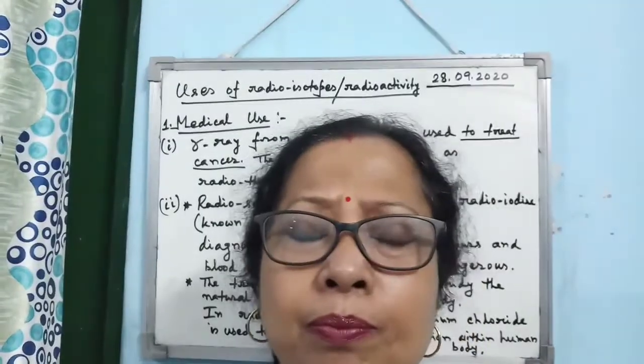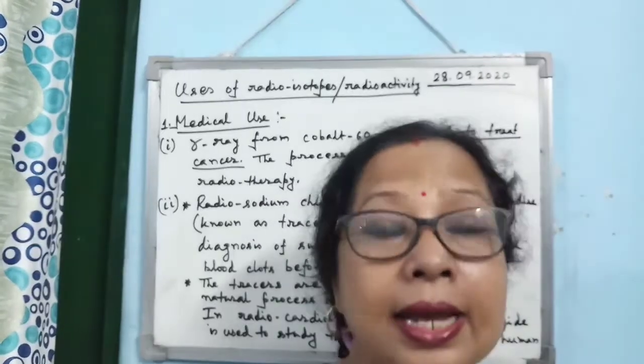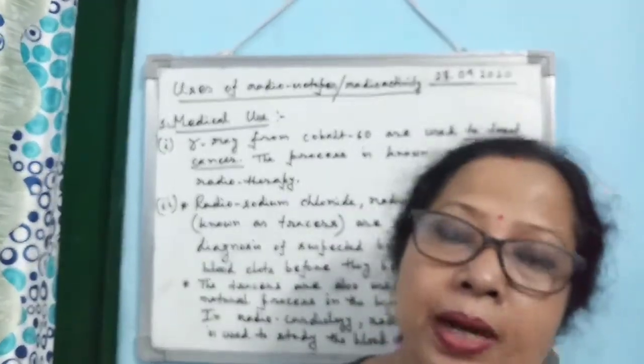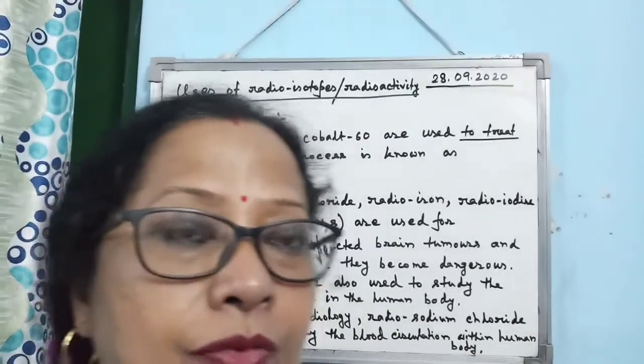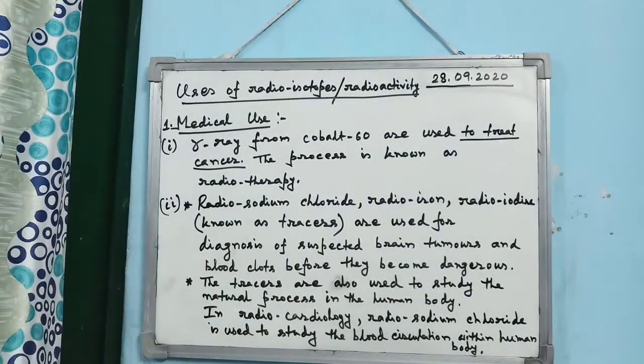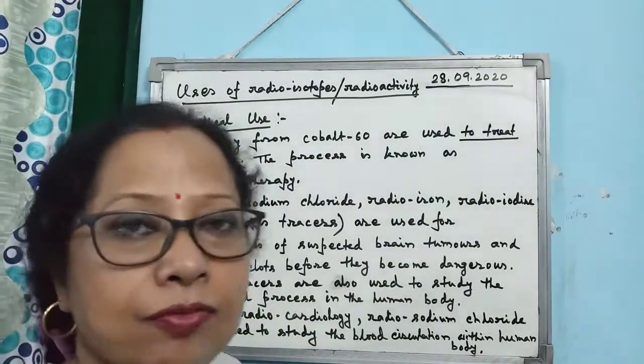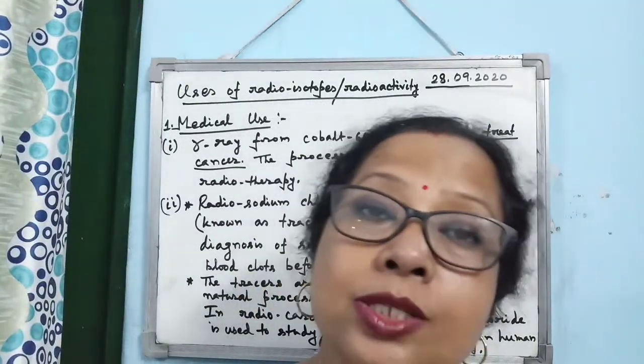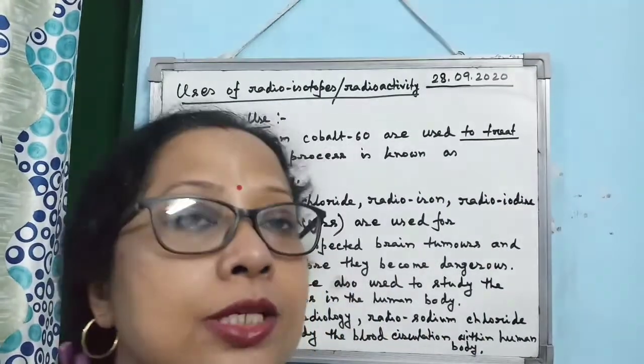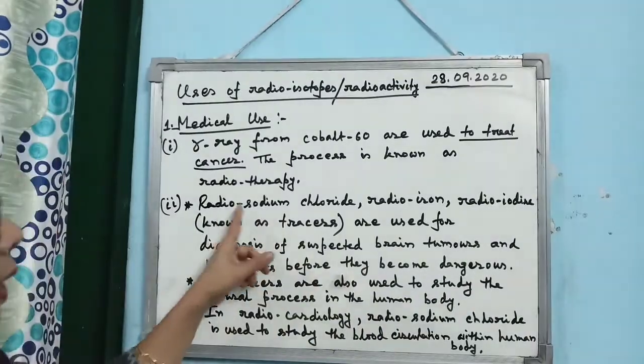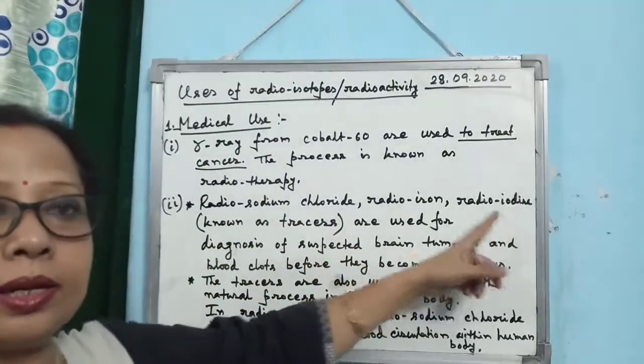Then another use: sometimes brain hemorrhage takes place, or due to some problem blood gets clotted in some part of the heart or blood vessel, which is very dangerous, isn't it? Not only that, you may have a tumor inside the brain. In that case, we use radioisotopes. Everybody should learn and remember the names of these radioisotopes.